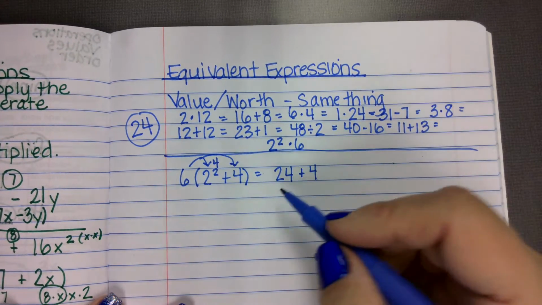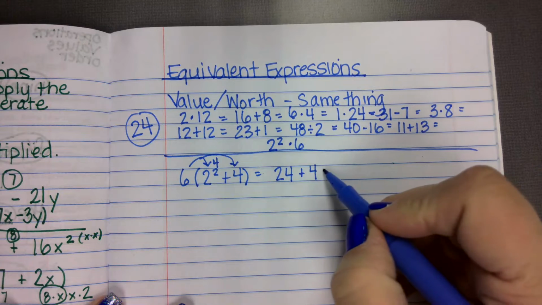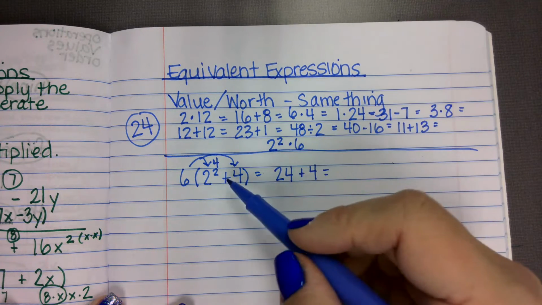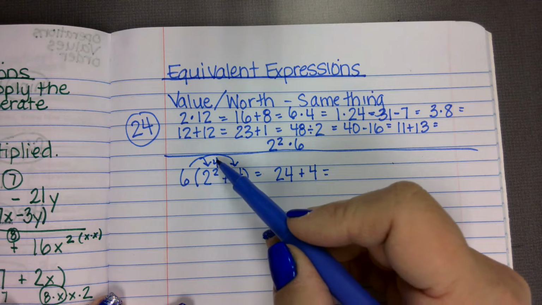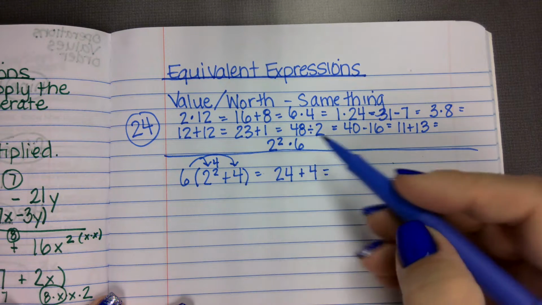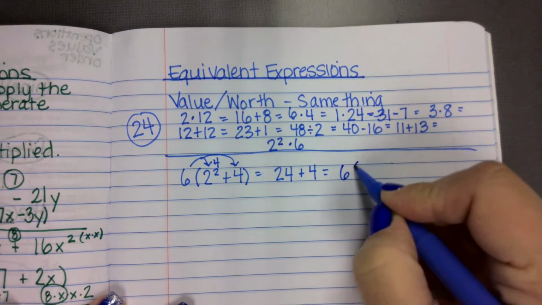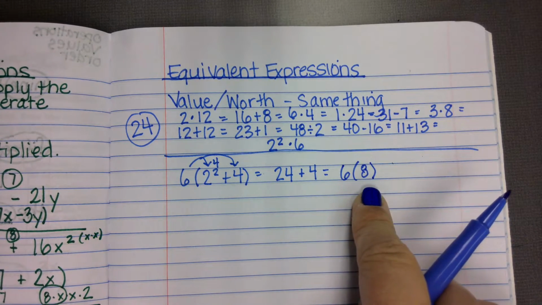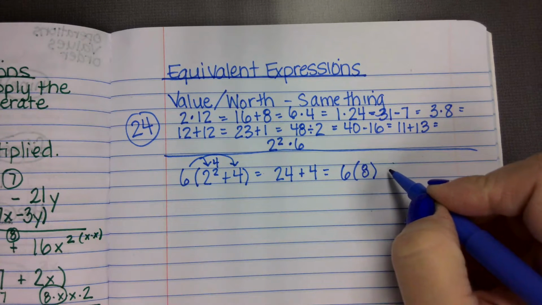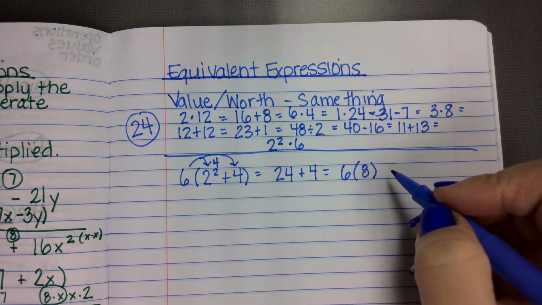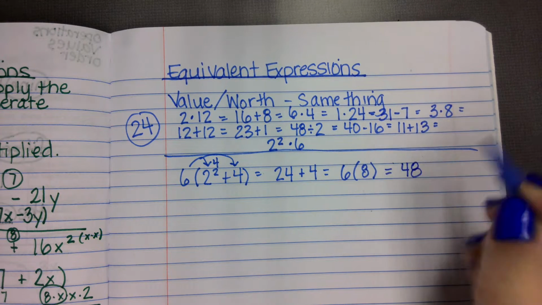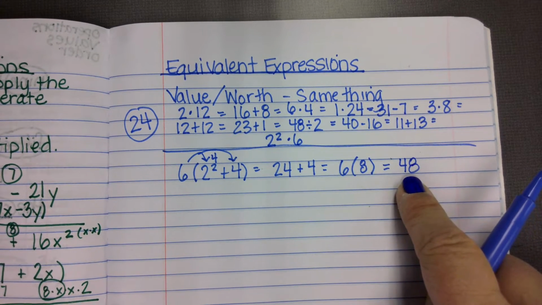Okay. Now what if, instead of doing it this way, we actually use the order of operations? So what if I had this 2 squared equals 4 plus 4, that would give me an 8. Then I would have 6 times 8. This is also an equivalent expression. And I know that these all equal 48. So that is also an equivalent expression.